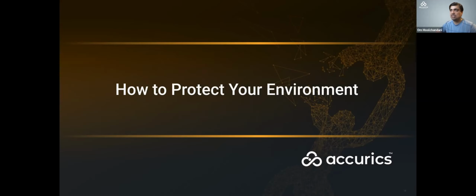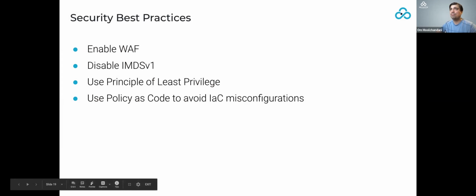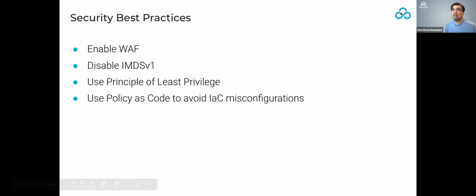How do we protect ourselves against it, right? So first, of course, we can enable the WAF, we can disable IMDS, use the principle of least privilege and all of that, but can we use scanning on infrastructure as code to actually detect these breach paths, right? I think we can. Let me show you how we can do all of that.